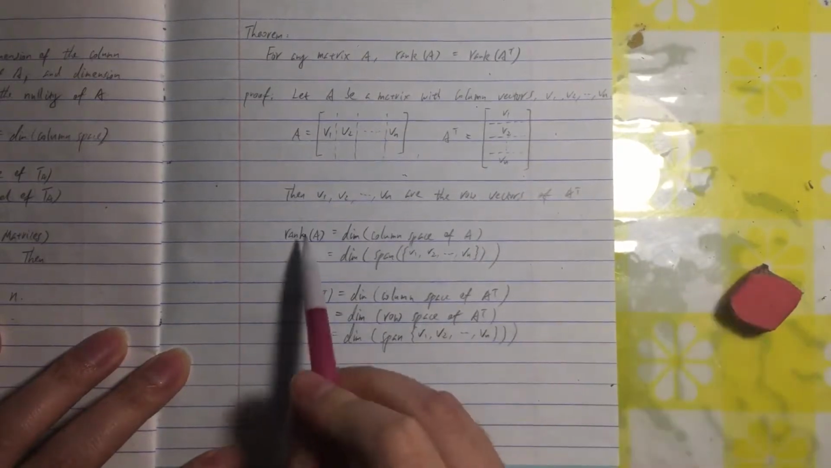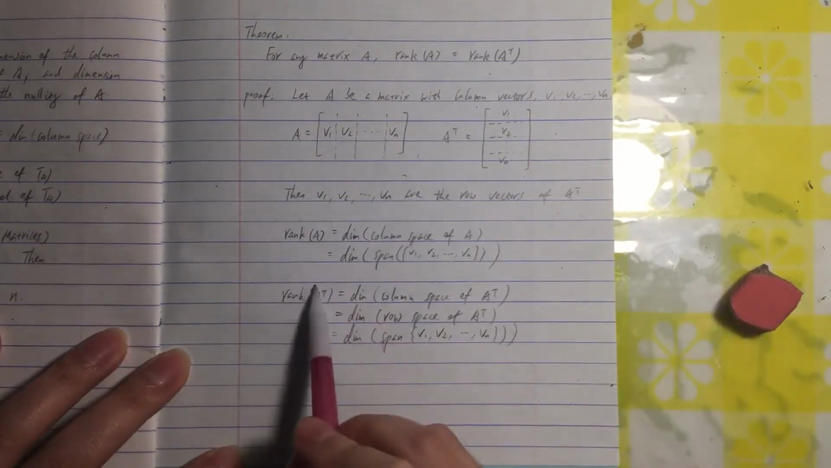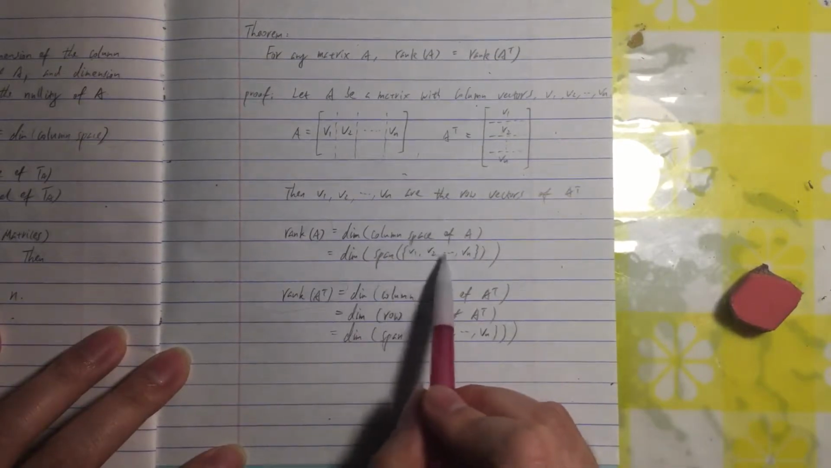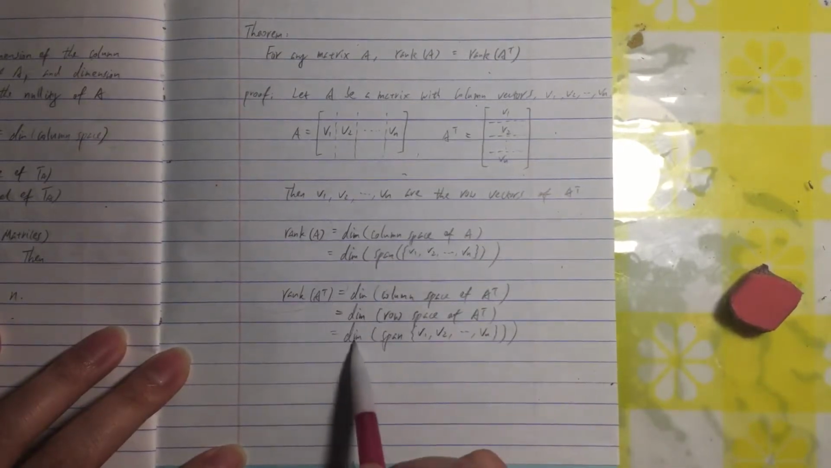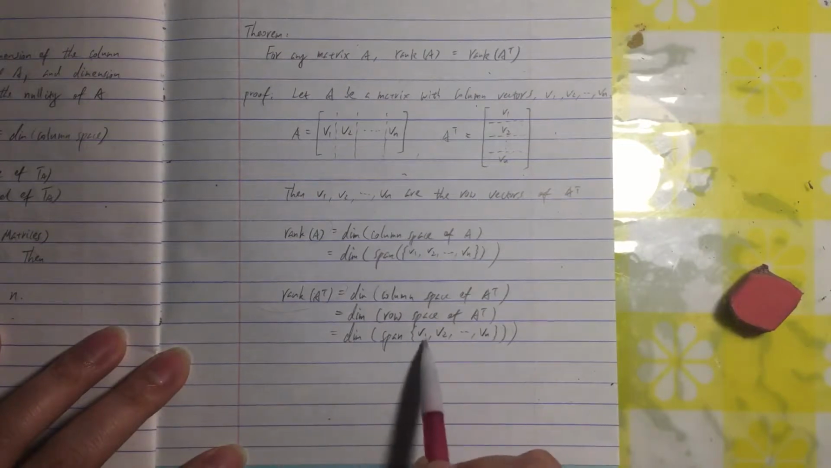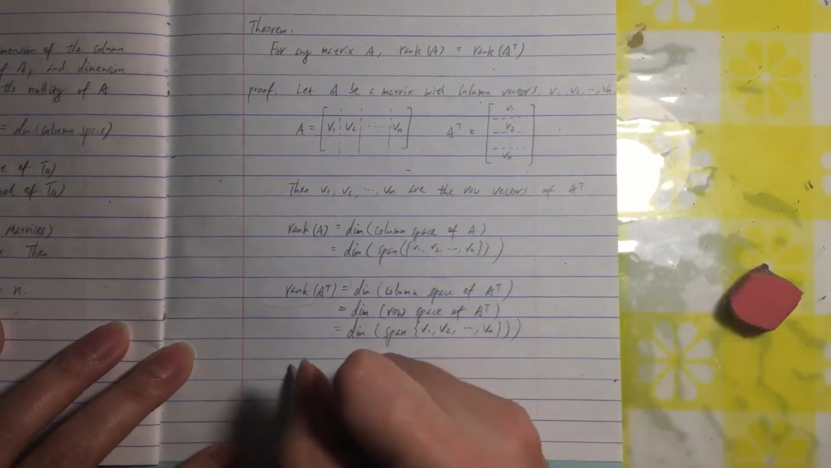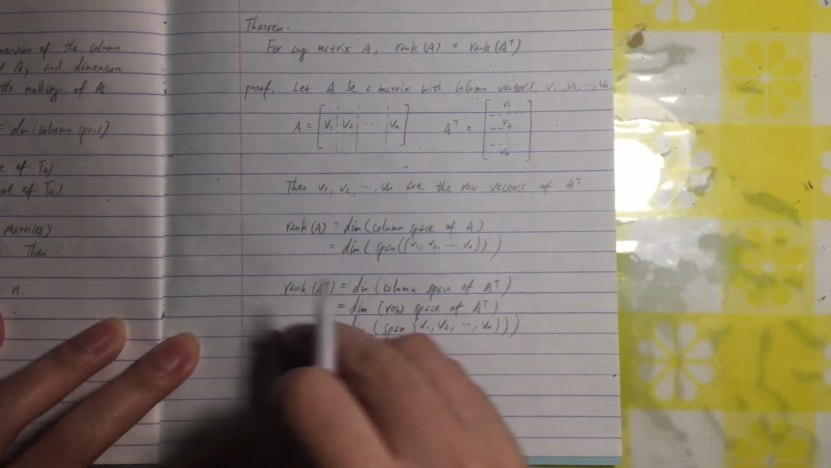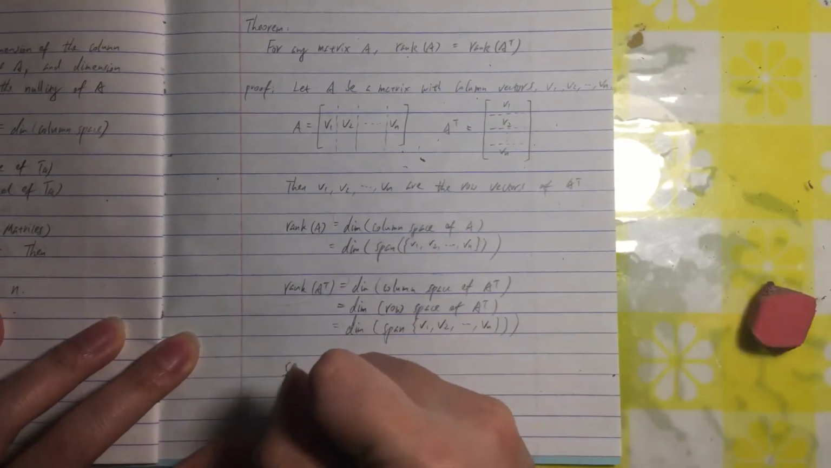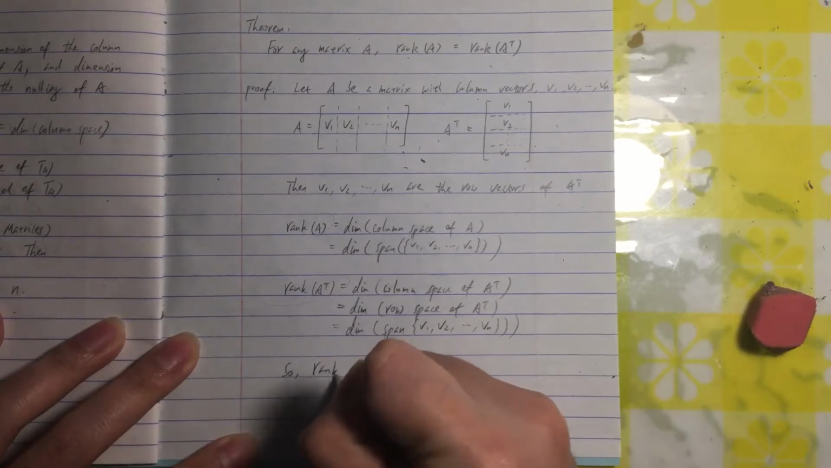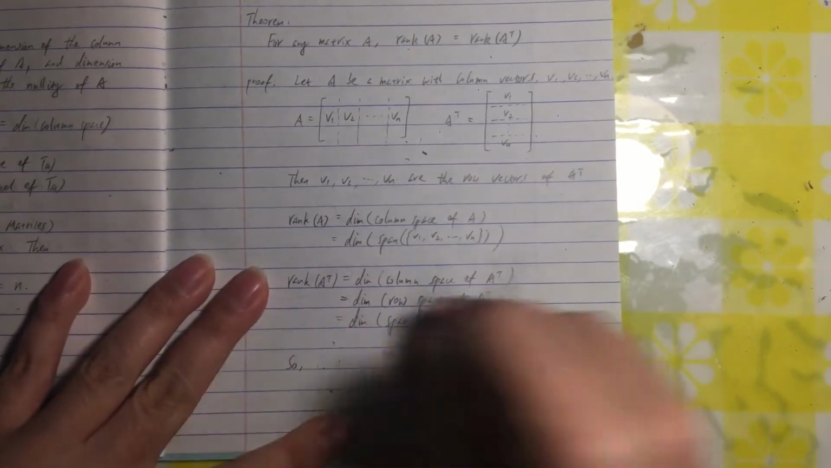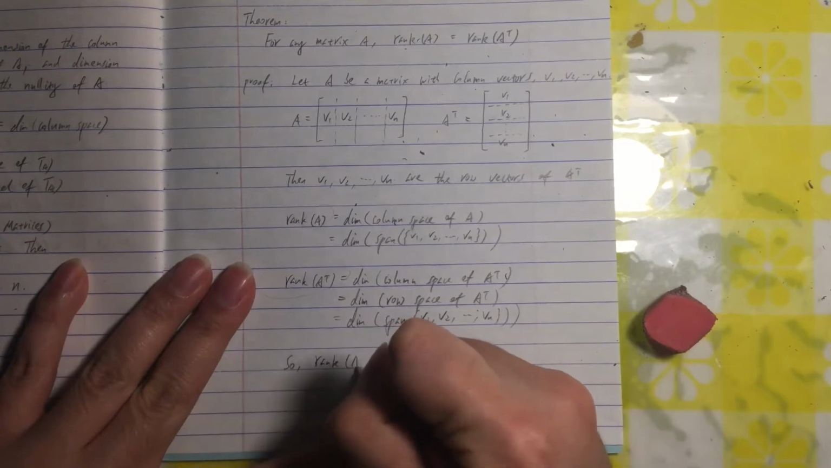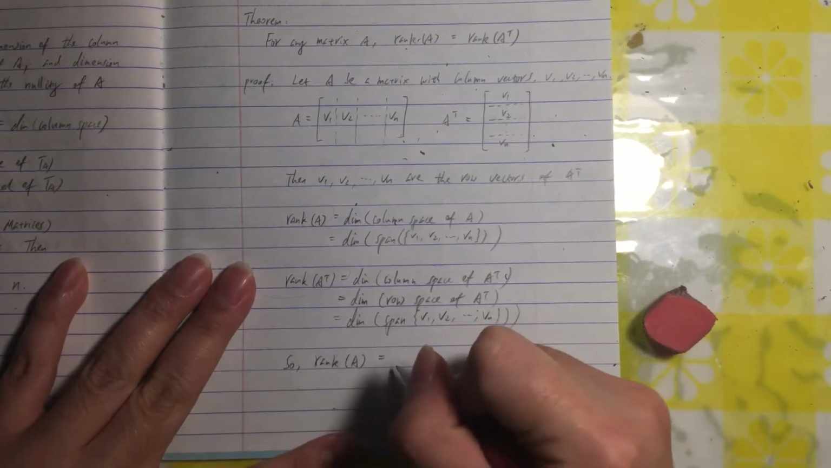Here you can see that both the rank of A and the rank of A transpose equal the dimension of the span of these vectors V1, V2, Vn. So the rank of A equals the rank of A transpose.